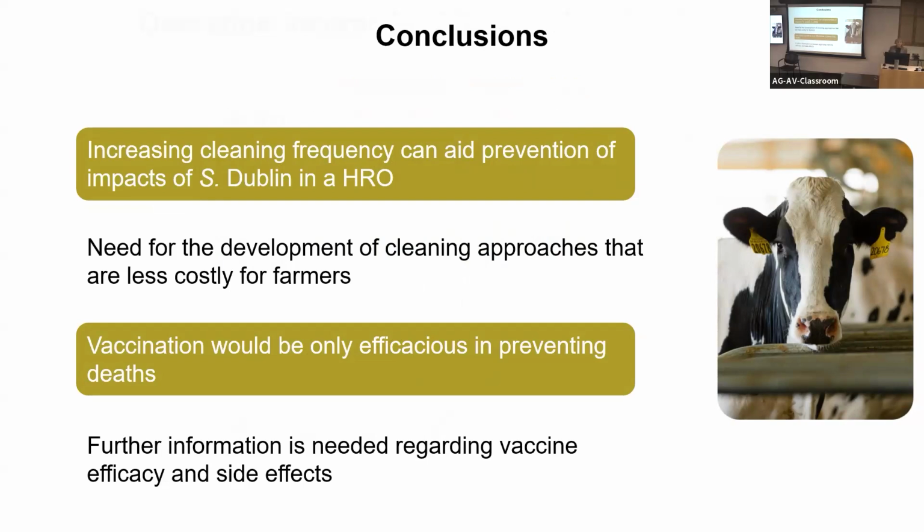But what we really need to know is how we can estimate the cost of cleaning, and also can we clean cheaper? So this is a call for technology development. Is there a way to do cleaning quite frequently and well, but to be cheaper for the farmer? And then in terms of vaccination, it would only be preventing deaths, it would still have both health and economic impact. And basically we need better vaccines. So this was the first example.